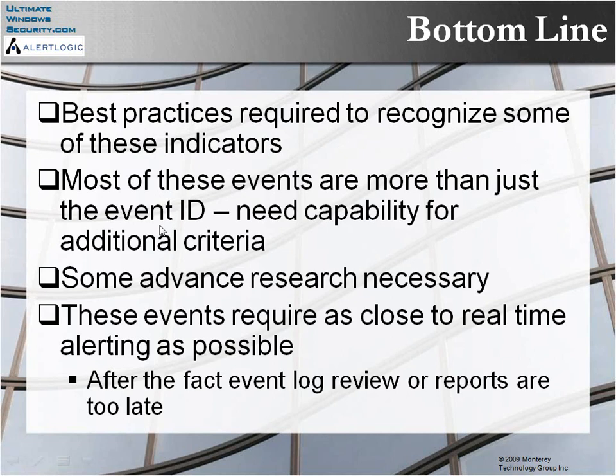So the bottom line is, there are things that you need to be doing ahead of time, or not doing ahead of time, in order to make some of these indicators recognizable. Also, with a lot of these events, it's more than just looking for the event ID. It's looking for something else in addition to that event ID to see that this is really a suspicious occurrence. There may be some advanced research necessary. For instance, you need to baseline: what are all the known, standard executables in my environment?